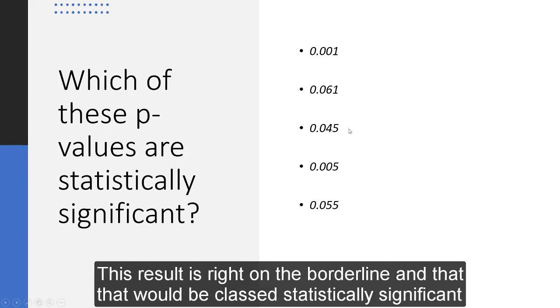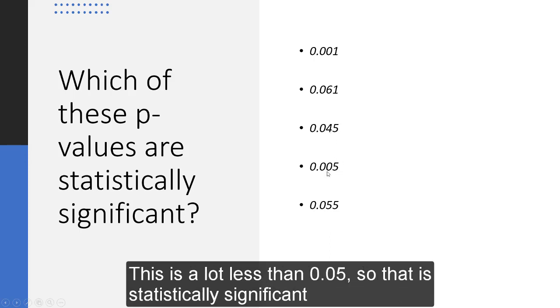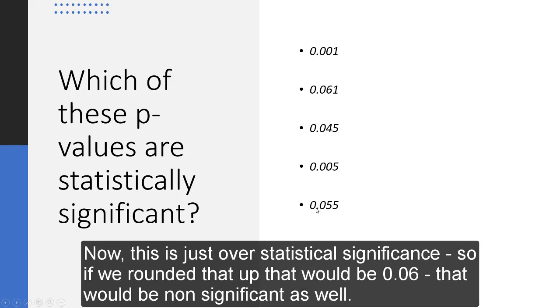This result is right on the borderline, but that would be classed as statistically significant. This is a lot less than 0.05, so that is statistically significant. Now this is just over statistical significance. So if we rounded that up, that would be 0.06, so that would be non-significant as well.